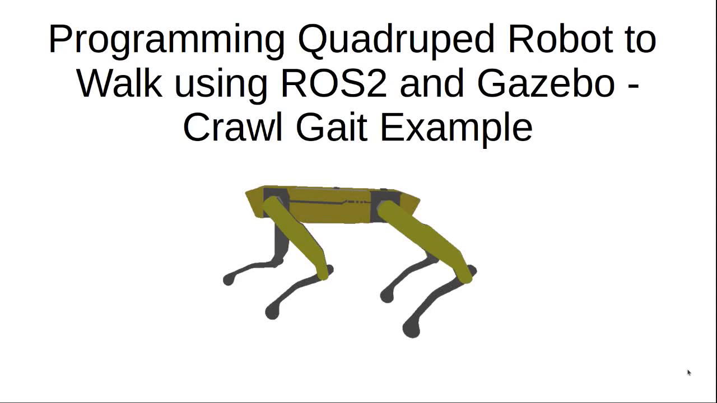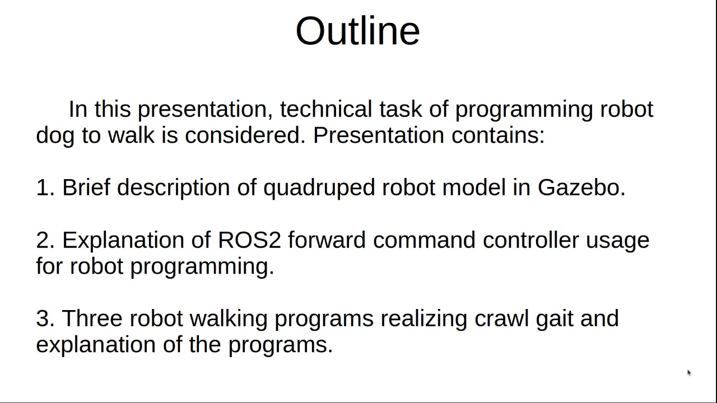Programming Quadruped Robot to walk using ROS2 and Gazebo. Crawl gait example. Outline. In this presentation, the technical task of programming a robot dog to walk is considered. The presentation contains a brief description of the Quadruped Robot model in Gazebo, an explanation of ROS2 forward command controller usage for robot programming, 3 robot walking programs realizing crawl gait, and an explanation of the programs.